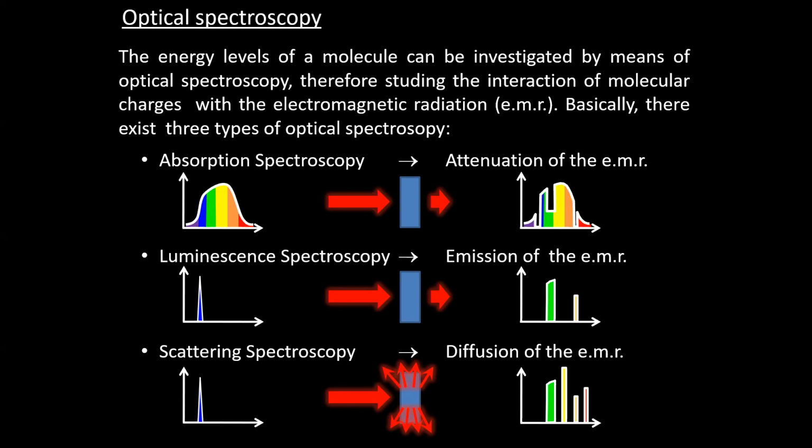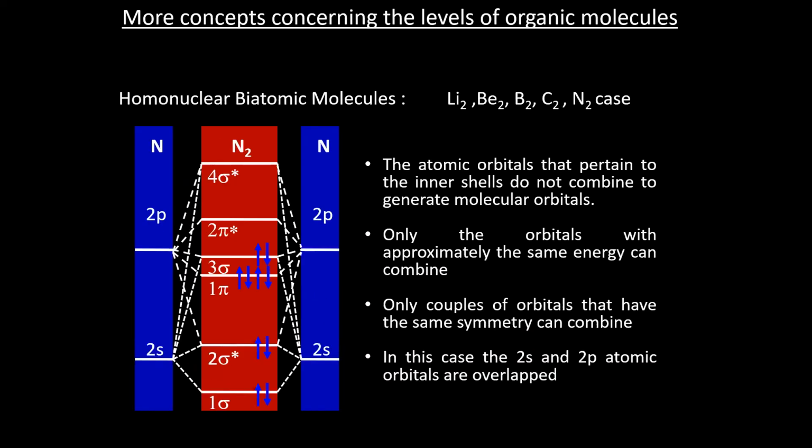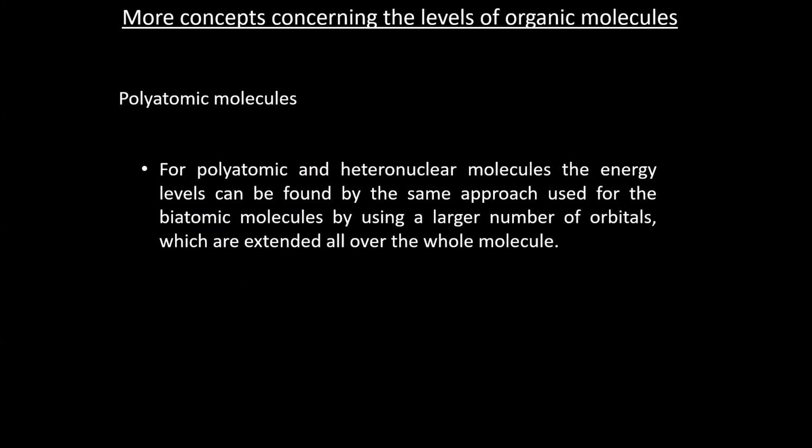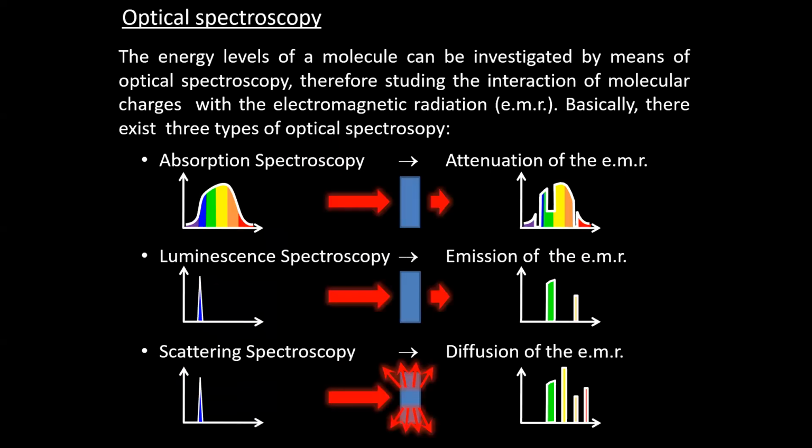Now we want to understand how I can use light to study the energy levels of a molecule, to understand what is the configuration of energy levels of a given molecule. Okay. So how do I perform my measurement? I use the so-called optical spectroscopy. In optical spectroscopy, I let the molecule interact with light.